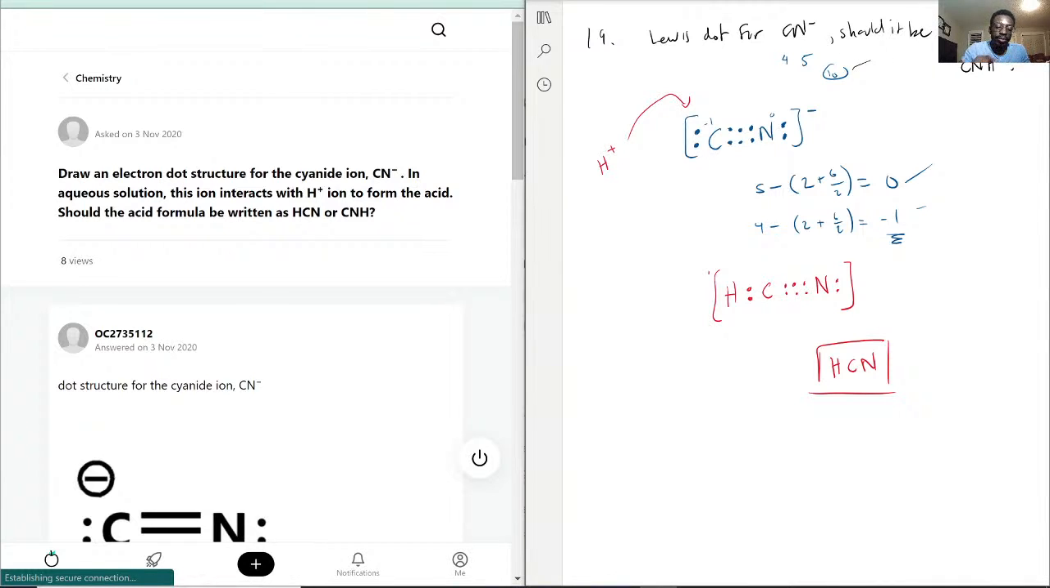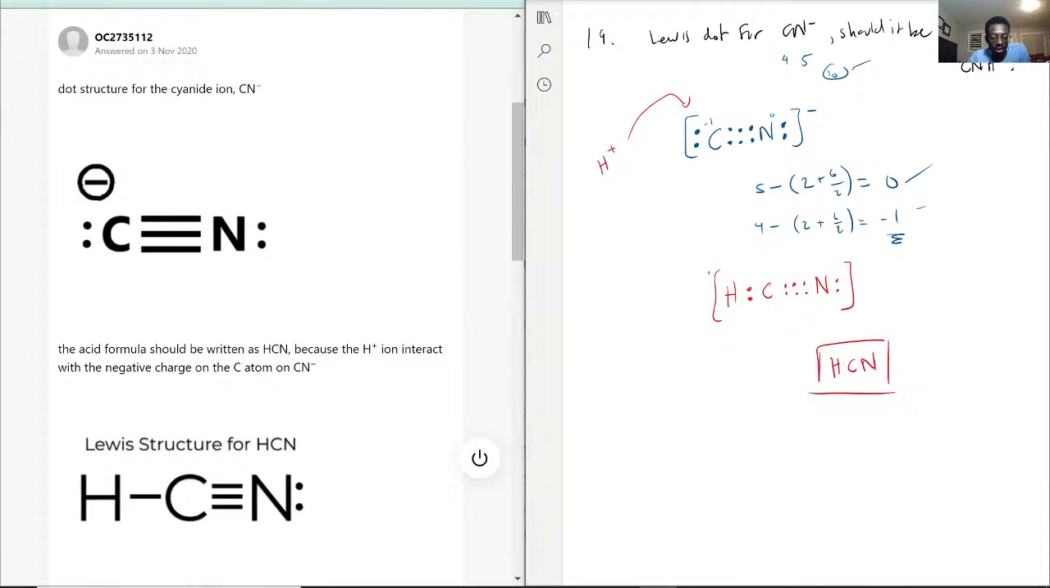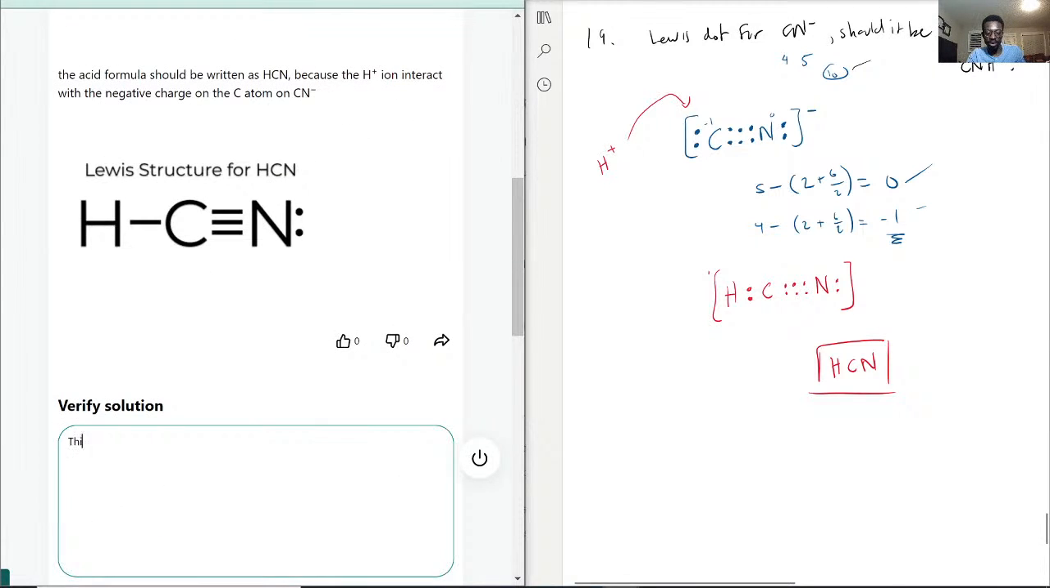With that being said, 1, 2, 3, 4. Okay, I see what I did there now. Yep, the negative is hovering over the carbon, and that's the Lewis structure. The H plus ion interacts with the negative charge on the C atom, which we know because of the electron number we worked out. So that is it for this question, and yep, it is HCN, so this is correct.